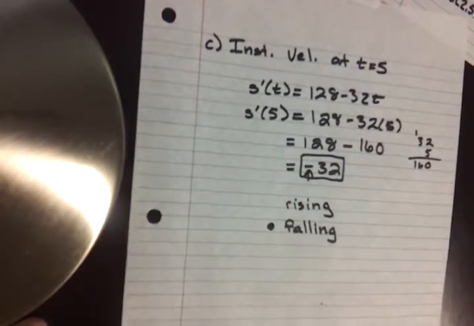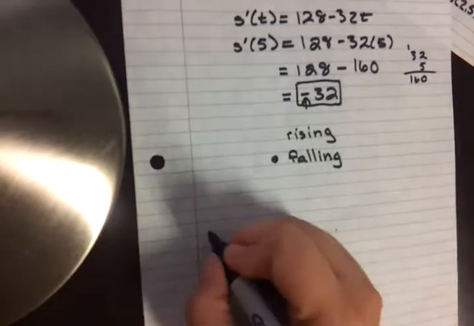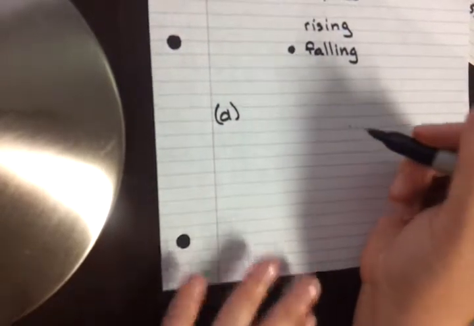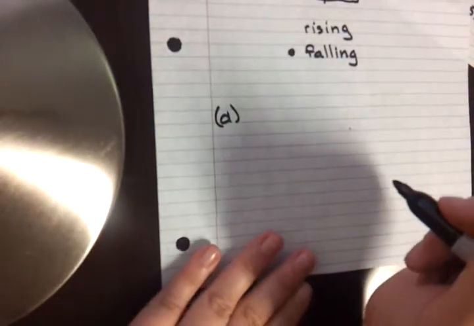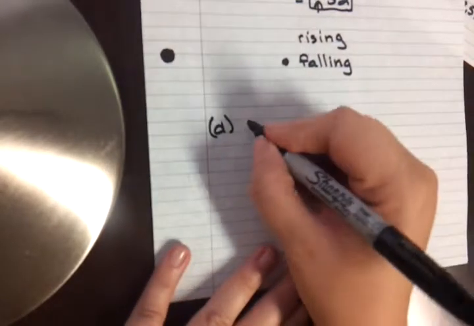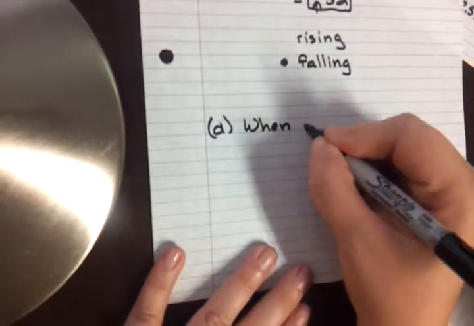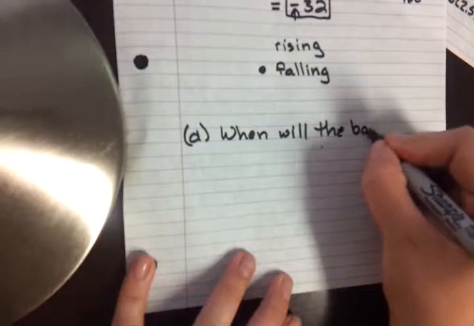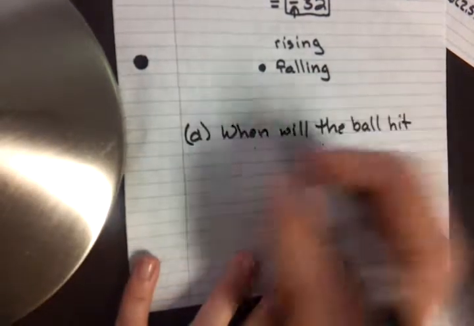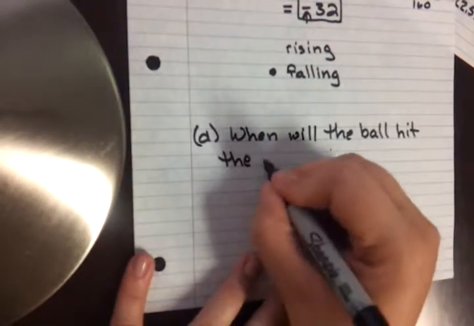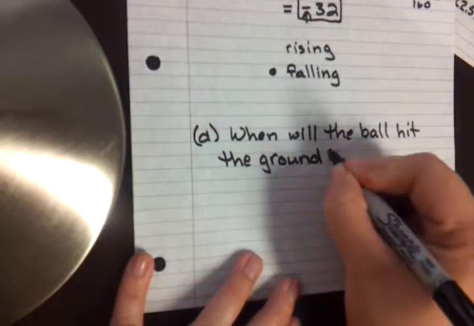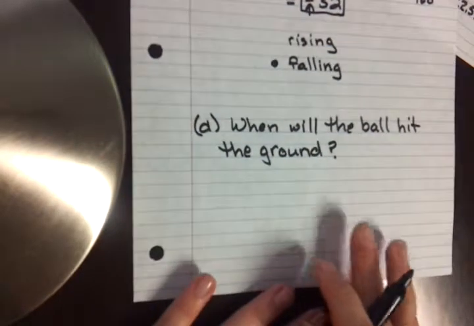And finally, part D. It's kind of interesting that they stuck this at the end, because you might think that you need to use the derivative again, since we've been using it for the last couple, but we actually don't. The question is, when will the ball hit the ground? Okay, good question. When's the ball going to hit the ground?